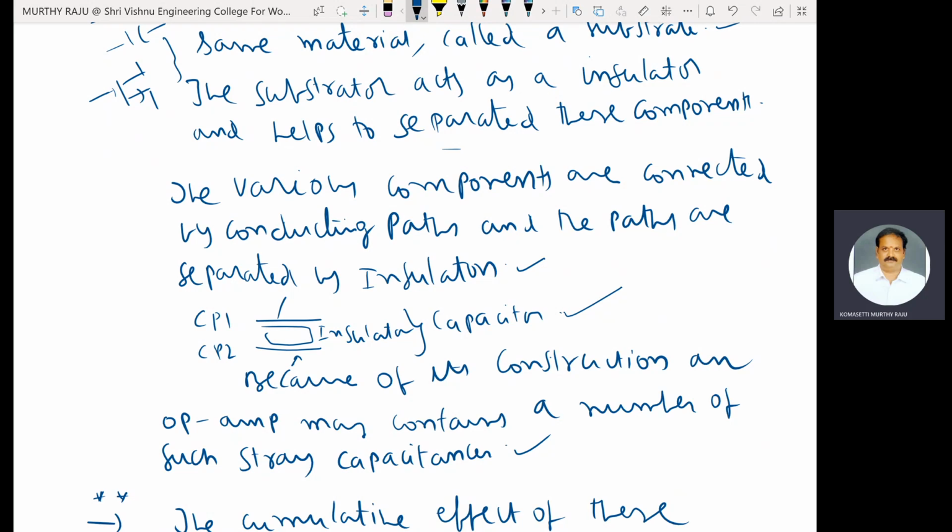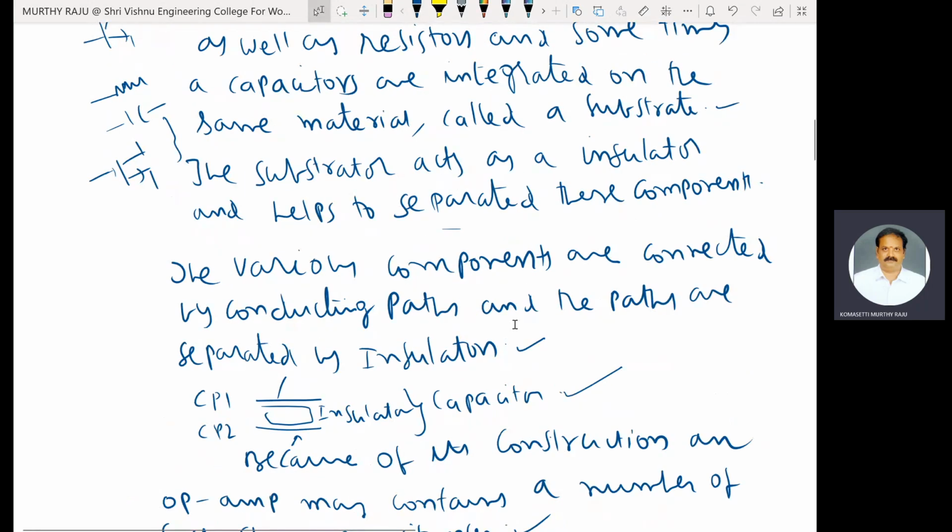The capacitive effects are of two types. The first is due to the physical characteristics of the semiconductor material. The first stage of an op-amp is a differential amplifier, composed of either transistors or FETs, which exhibit some junction capacitances. The second source of capacitive effect is due to the construction of an op-amp: many components like transistors, resistors and also capacitors are integrated on a material called the substrate.